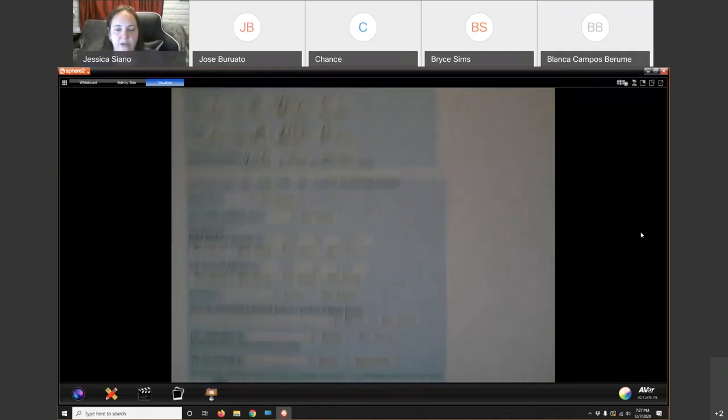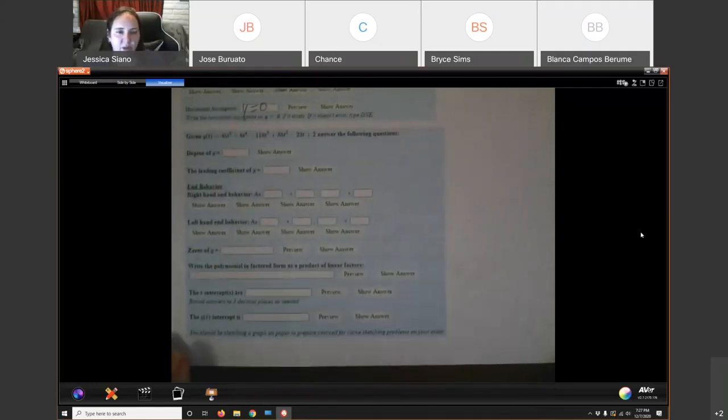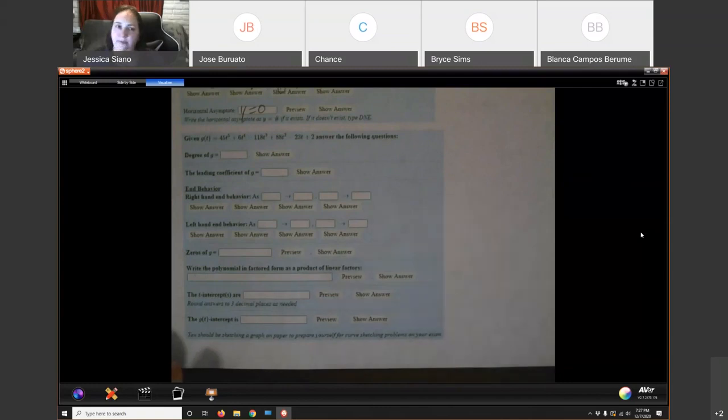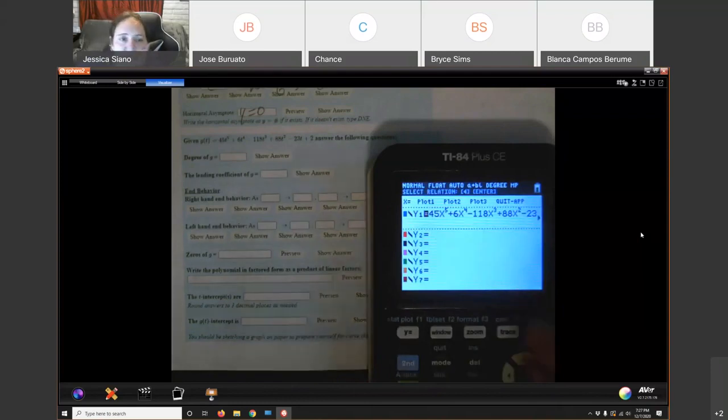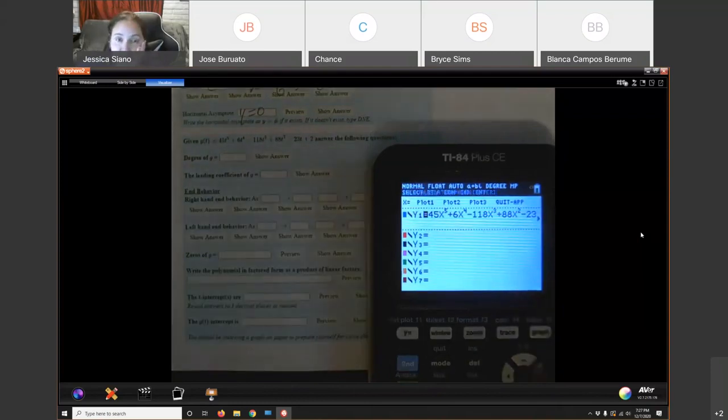All right. So for any polynomial, you should always graph it first. Now, because I just did this with my Saturday class the other day, come on, take your time, calculator. Thank you. I already have this function here, so I don't have to worry about putting it in.